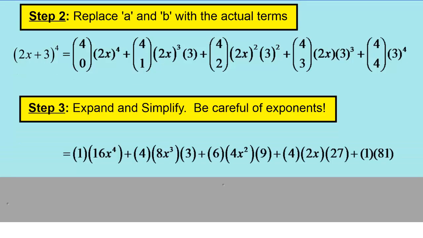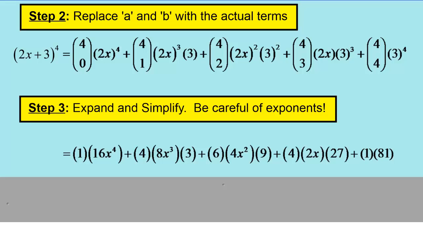For the first term, 4 choose 0, well, anything choose 0 is always equal to 1, so that's equal to 1. 2x all to the exponent 4. Remember, this 2 is to the exponent 4, but the x is also to the exponent 4. A common mistake here is to write 2x to the exponent 4 as the expansion, but that's not true. The 4 goes to both the 2 and the x. So this turns into 16x to the exponent 4.